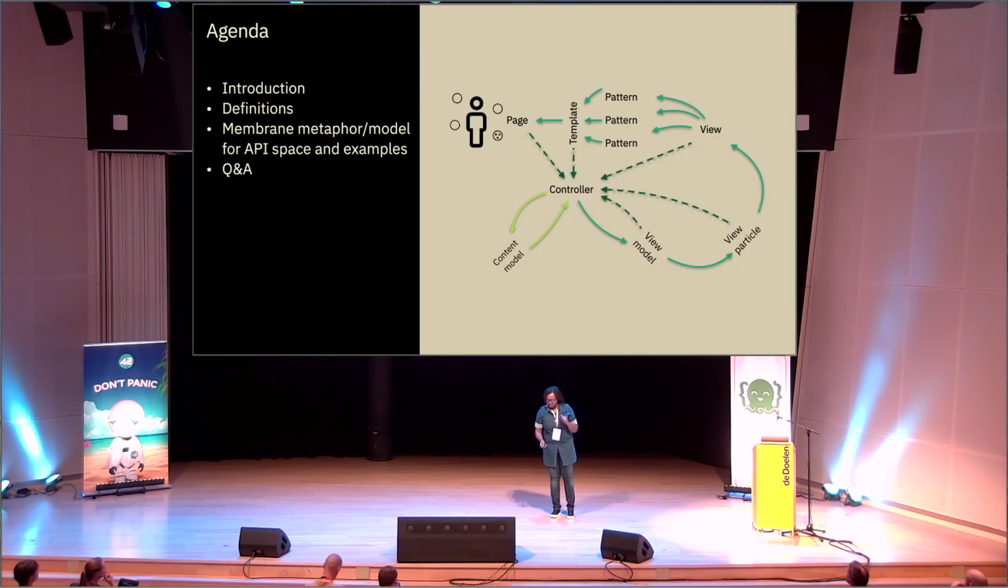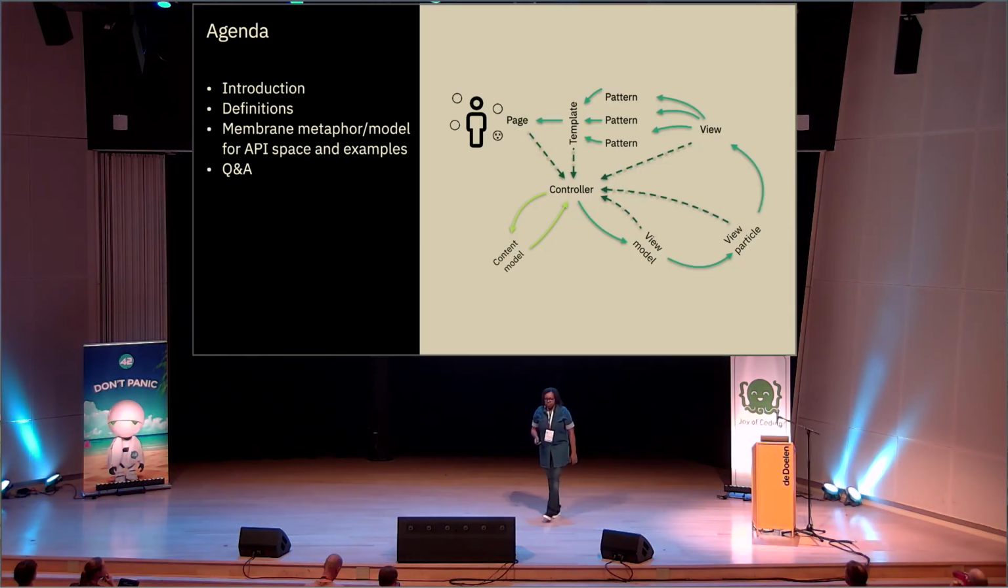Just to set the scene and let everybody know, a quick introduction, then definitions, because I'm going to use those words later, the membrane metaphor, a model for API space, and some examples that I've found that are useful. But remember, it's a model, and then questions and answers.